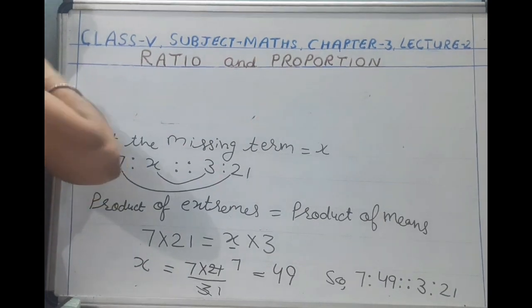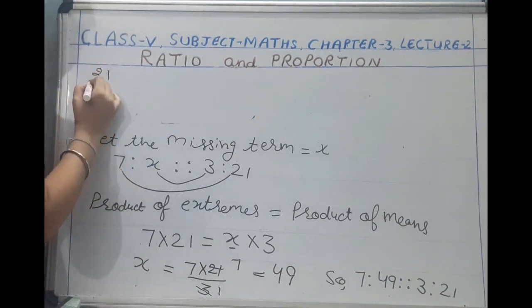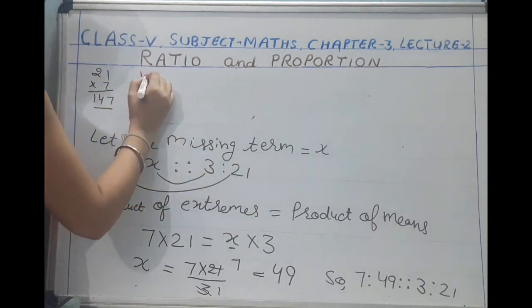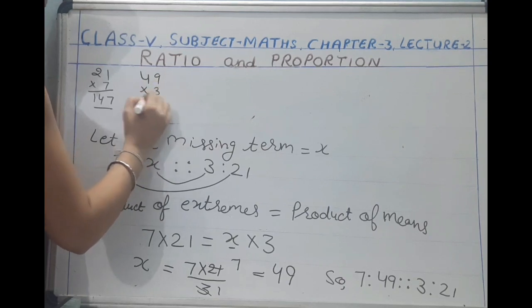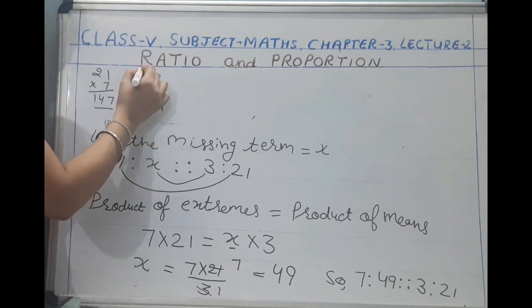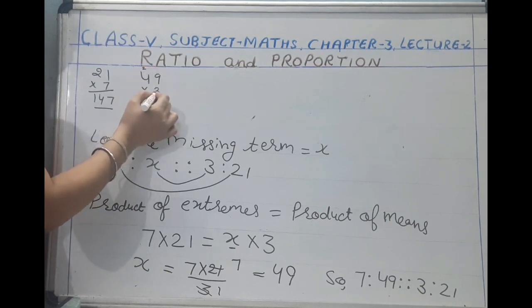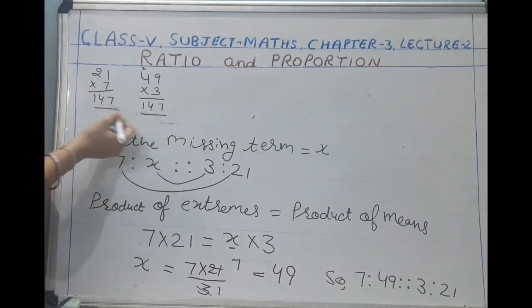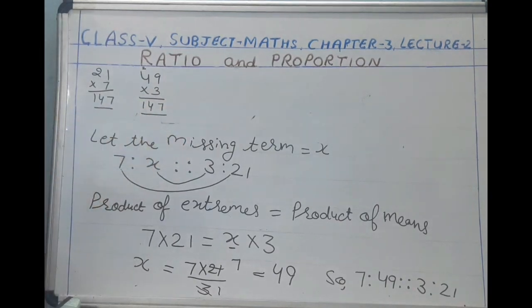If we multiply 21 into 7, 7 ones are 7, 7 twos are 14. And check this, 49 multiply 3. 3 nines are 27, 4 threes are 12, 12 plus 2, 14. Product of means and product of extremes are equal. So our answer is correct. In this way you can check in your rough column. Okay.